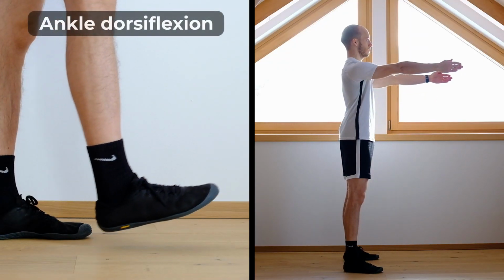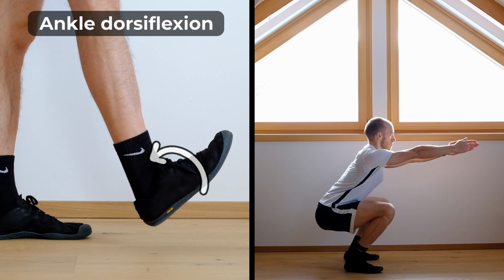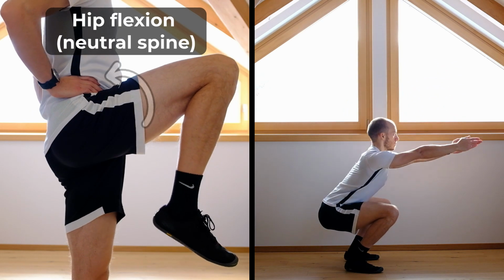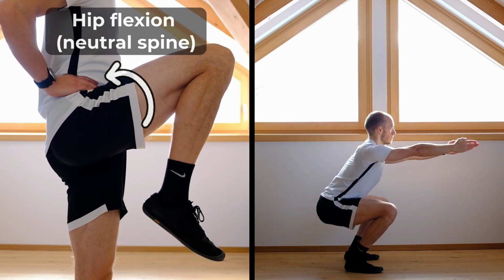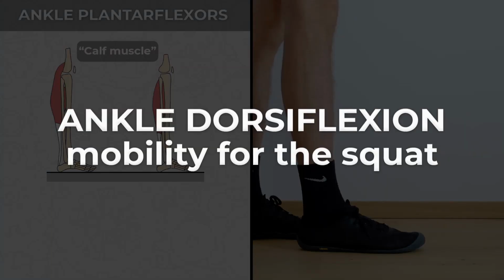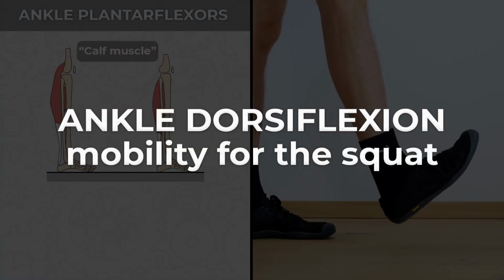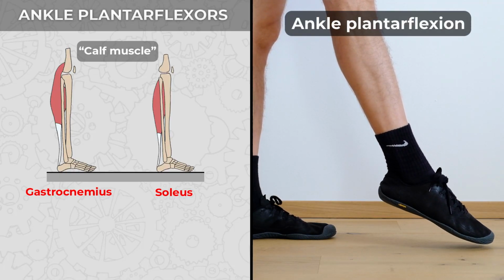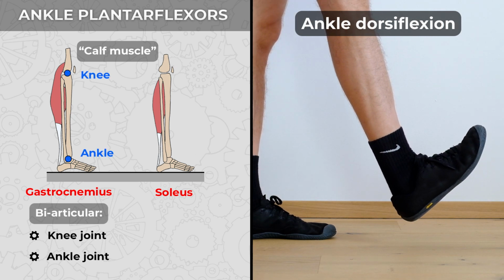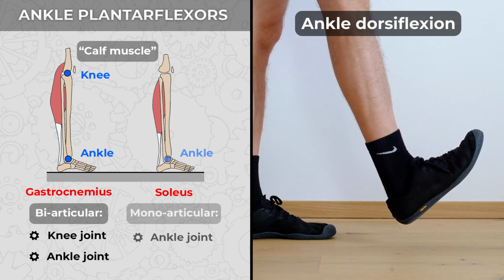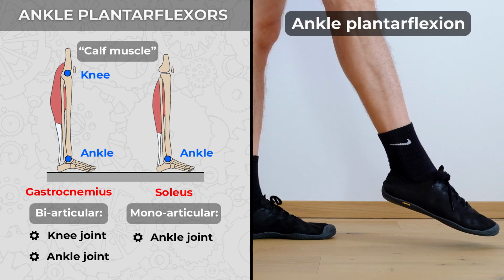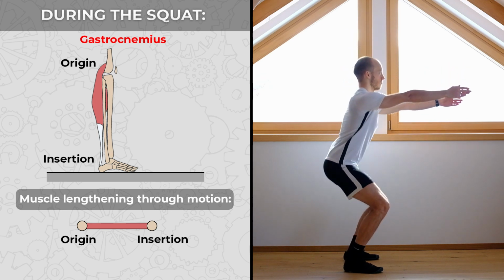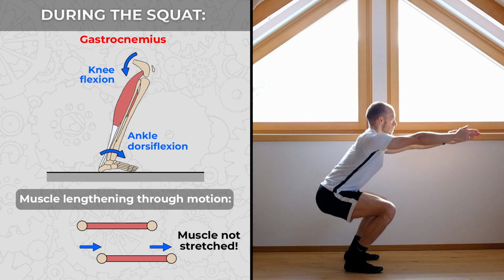These factors are the range of motion of active dorsiflexion of the ankle joints and the range of motion of active hip flexion with neutral pelvis. To improve the range of motion of ankle dorsiflexion, we have to enhance the mobility of the antagonist muscles, the ankle plantar flexors. Since the gastrocnemius is a biarticular muscle, it cannot be a cause of limited ankle dorsiflexion during the squat, because the knee flexed position ensures that the muscle is not stretched during the movement.